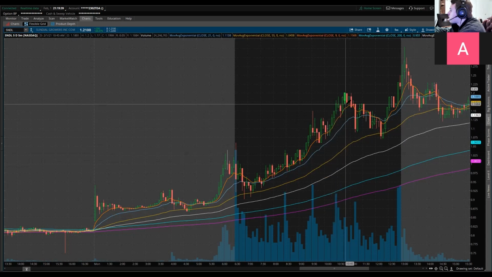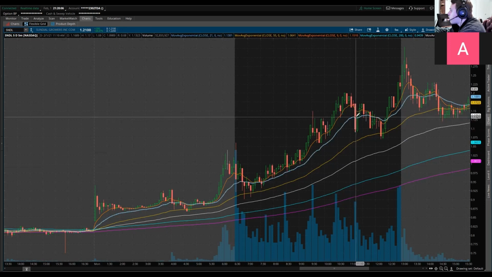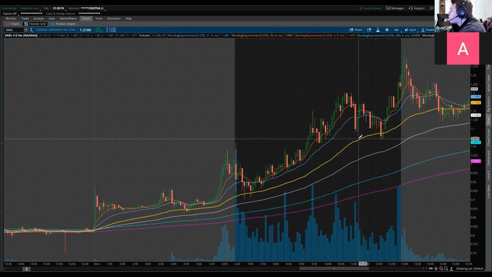And then it bounced up, and then you see right here is what I was talking about, when it closes below the 9. It actually closed below the 21 too and had a big, strong pullback. So right here is where you probably would have exited. If not here, then right here, because you can see it basically breaks down below the 21. The yellow one's 55, and then this one's 100.